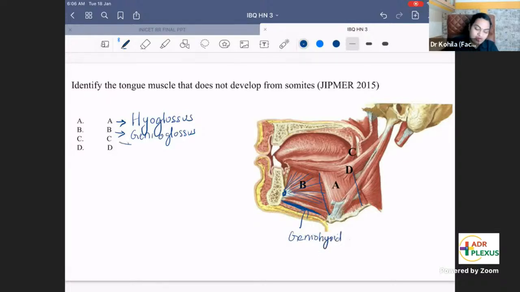Now C, what is C? This is your palate, right? Hard palate, soft palate. From the undersurface of the soft palate to the tongue, that is your palatoglossus, right, Sangeeta? Palatoglossus, okay? And lastly, option D, this is the styloid process. From the styloid process to the tongue, that will be styloglossus.